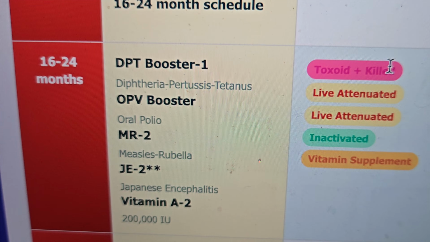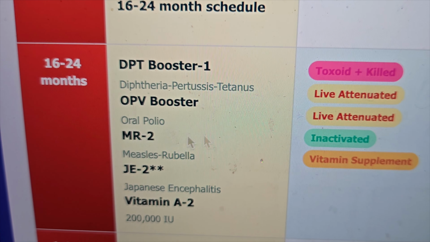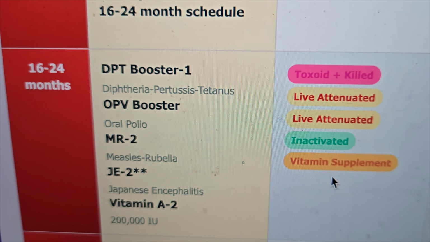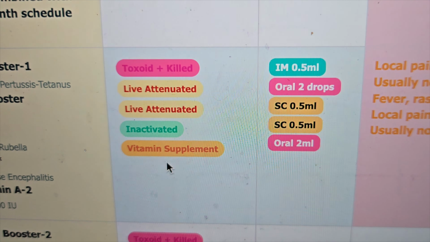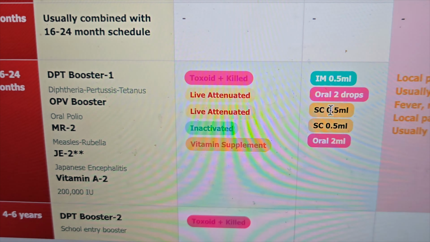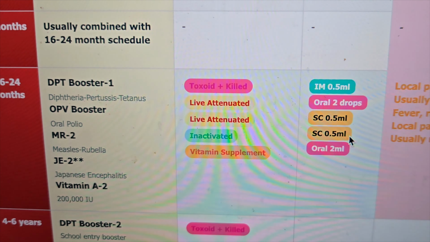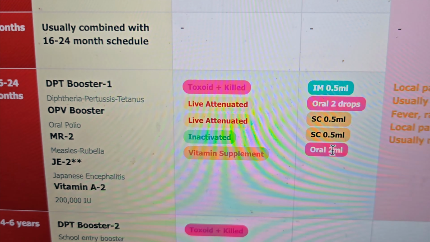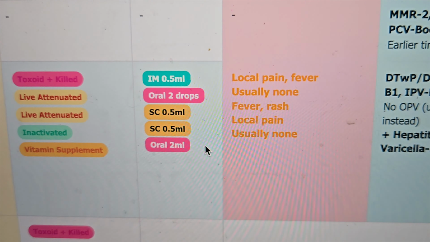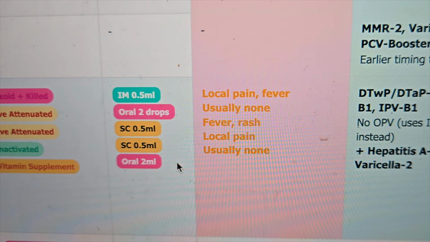Now DPT booster is a toxoid plus killed vaccine: diphtheria, pertussis, tetanus. OPV is live attenuated, MR is live attenuated, JE is inactivated, vitamin A is a vitamin supplement given orally. DPT booster intramuscular 0.5 ml, OPV booster orally 2 drops, MR2 subcutaneous 0.5 ml, Japanese encephalitis 2 subcutaneous 0.5 ml, vitamin A orally 2 ml, whereas at 9th month we gave 1 ml. What are the side effects? Local pain, fever, usually none, fever, rash, local pain, usually none.